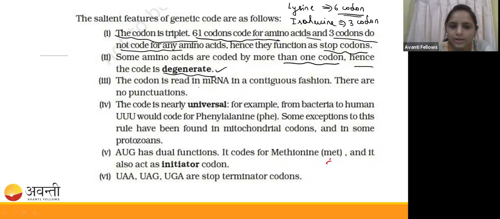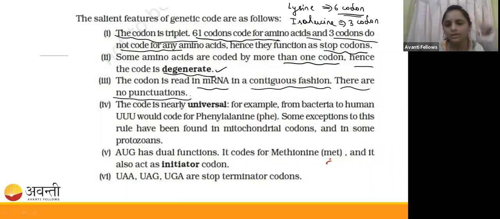Okay, so the codon is read in the mRNA in a contiguous fashion, so there is no punctuation in the code. Have you seen how the mRNA is? In the mRNA, we can see continuous nucleotides, right? That is a polynucleotide. Have you seen any comma or full stop there? No, right? As we see in a book, there are commas, full stops and all those things. But in the genetic code, there is no comma, full stop or anything. That's why it is said that no punctuation is present in the code.